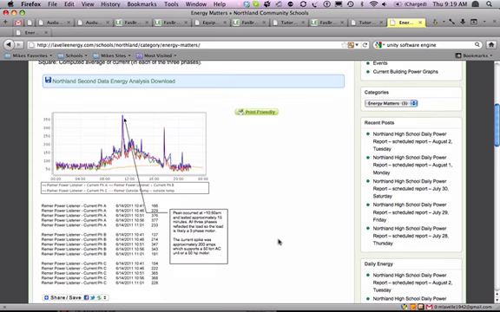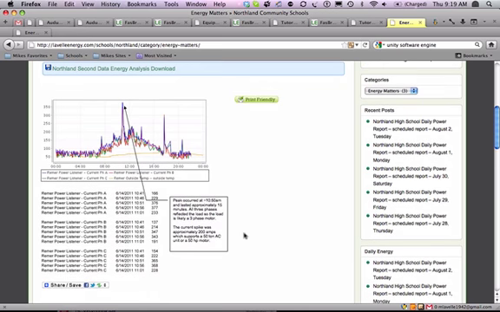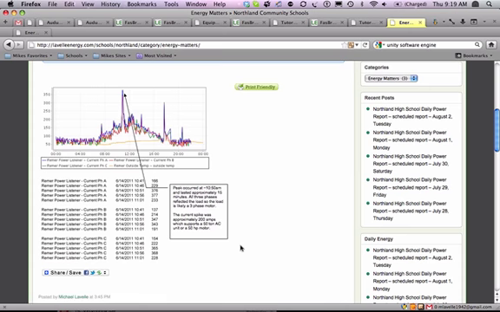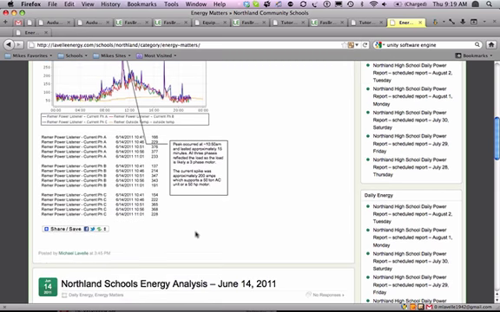This peak took place at 10:50 a.m. and lasted about 15 minutes. All 3 phases were on, so it was probably a 3-phase motor. And the spike is significant. It's about a 50 horsepower motor equivalent.